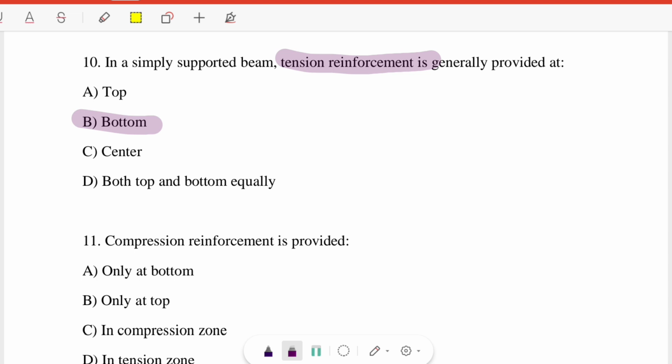Okay, so next question, compression reinforcement is provided option A at the bottom, option B only at the top, option C compression zone, option D tension zone. The correct answer is option C compression zone.